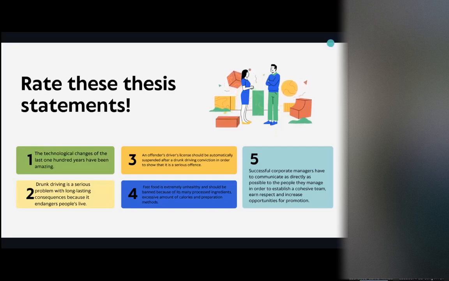And let's do the last one, number 5, then. That's true. It's a good one. Thank you for answering that. And the last one: successful corporate managers have to communicate as directly as possible to the people they manage in order to establish a cohesive team and respect and increase opportunities for promotions.